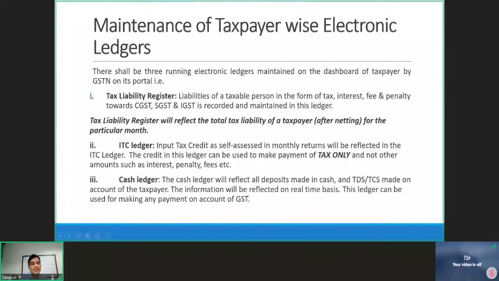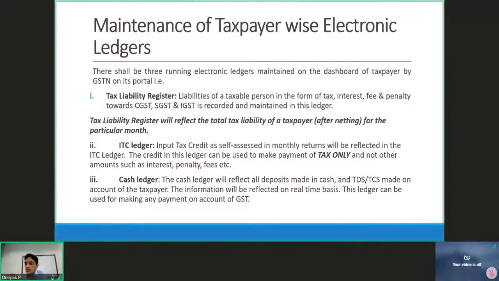Now, what are these 3 ledgers? There shall be 3 running electronic ledgers maintained. So you do not have to maintain it. The government will maintain it based on your transactions, your interactions with the portal. It is maintained electronically. That's why these are called electronic ledgers. First is the electronic liability register, which records all the liabilities of a taxable person. Now, when I say all the liabilities, it means the liabilities which you have decided in your GST returns.